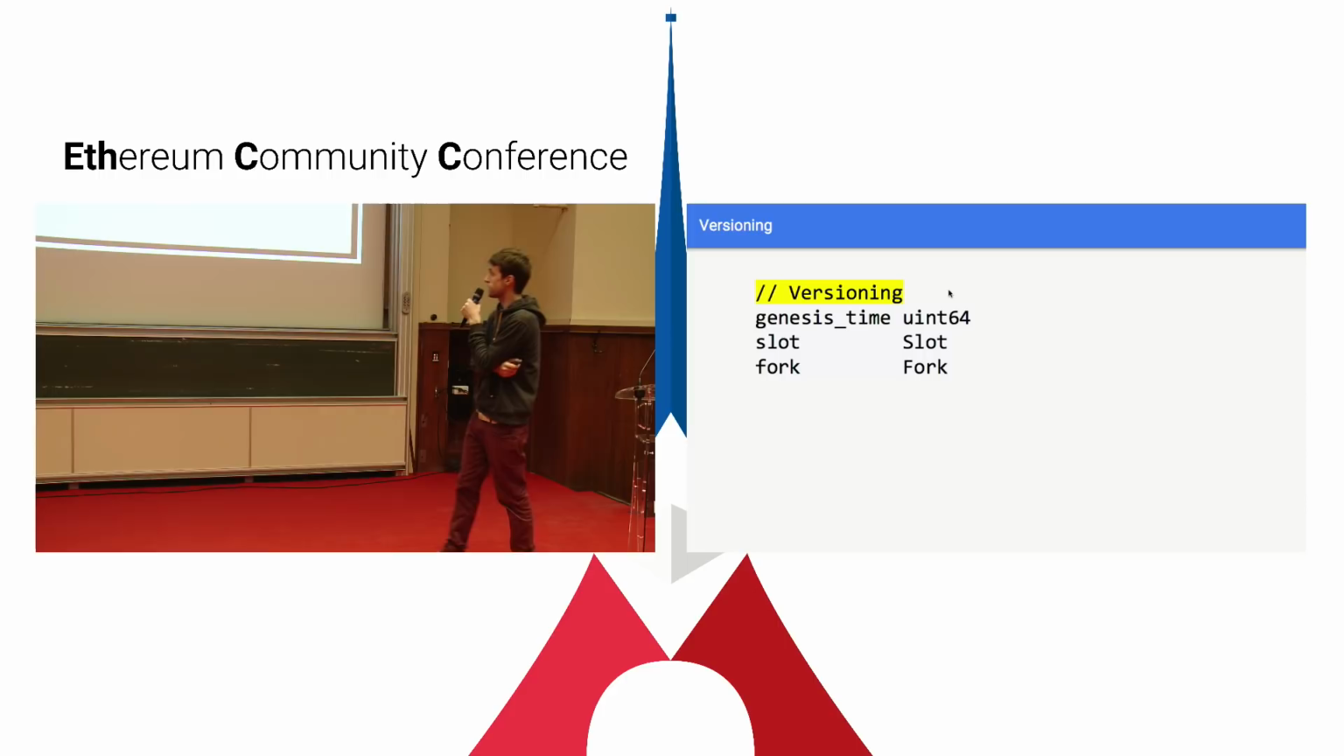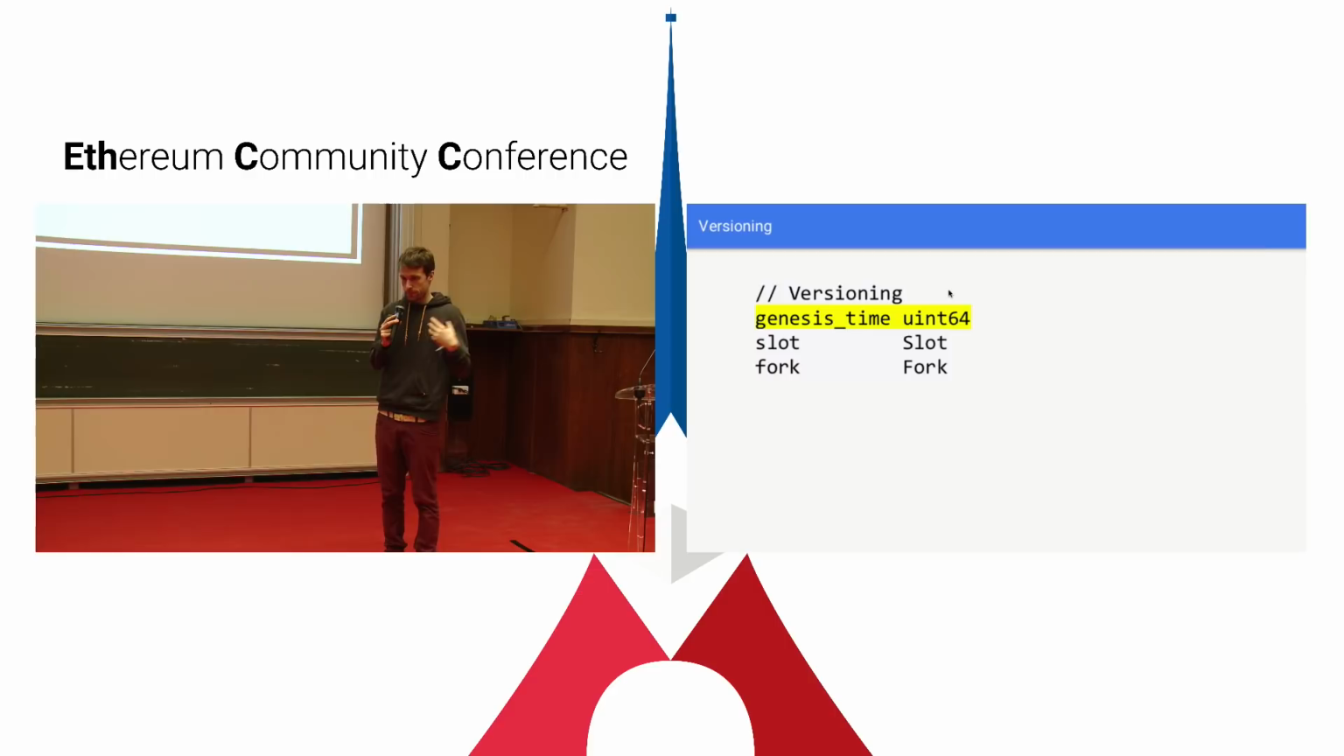Okay, versioning. So we have three different fields here. The first one is the genesis time. The way that the beacon chain is created is that we have the Ethereum 1 chain, which allows for deposits of Ether into the Ethereum 2 chain. And the way that it works here is that you send Ether into this burner contract, which creates a deposit receipt, which can be consumed by the Ethereum 2 chain. And once you have enough of these receipts, and specifically once you have 2 million Ether, then you can start the staking process.